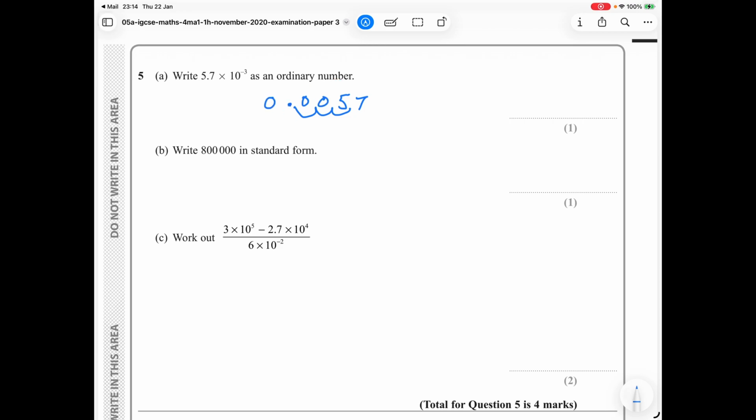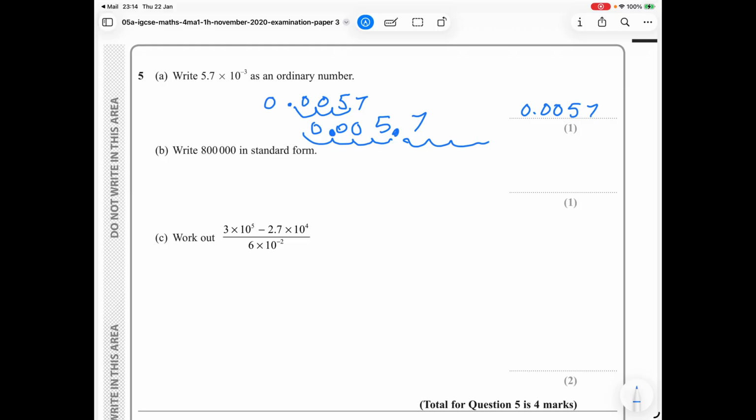So basically it's 0.0057. You just write down the number you have, and then you send it this way if it's a minus, and that way if it's a plus, and then put zeros in. So if it went 1, 2, 3, do that and put in some zeros and you're good.